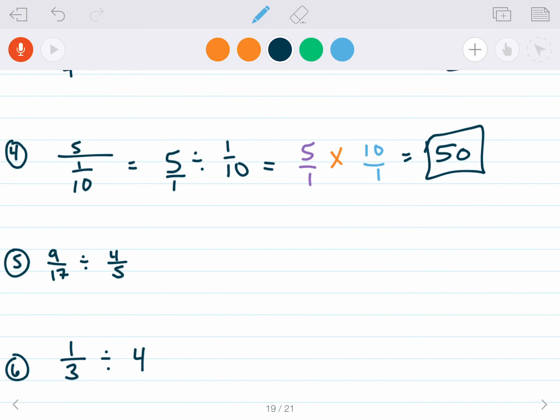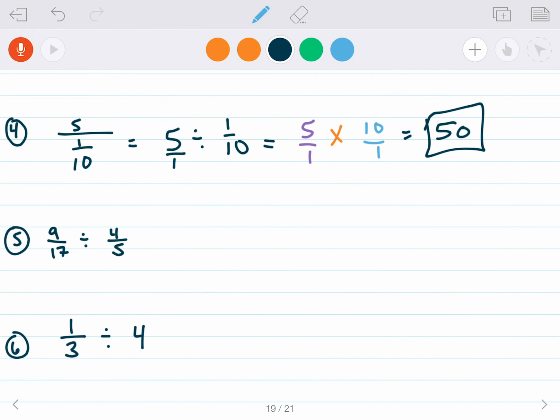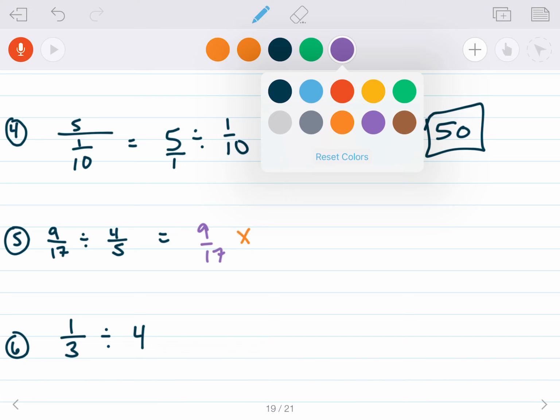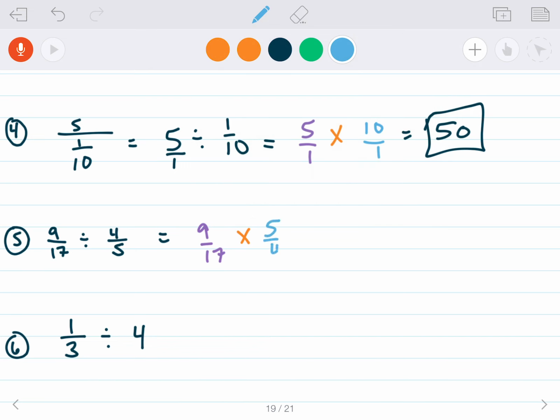Just getting some practice here. I think that's our last slide. So we have 2 more. Okay, so we're going to keep the first fraction, 9/17, change division to multiplication, and flip 4/5 to 5/4. Now we inspect the diagonals. 9 and 4 don't have anything that divides both of them, except 1, of course.